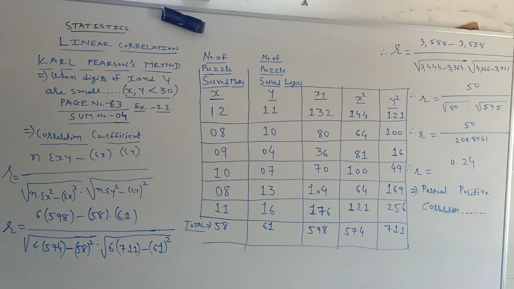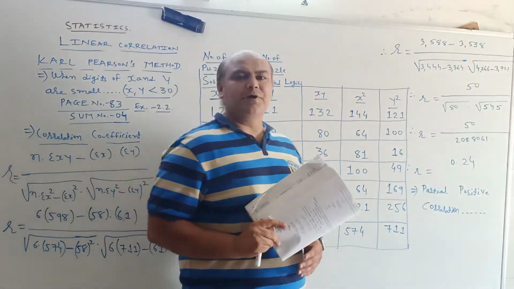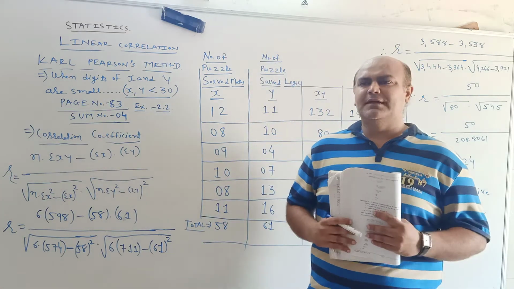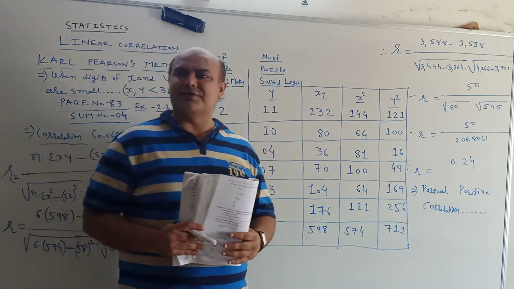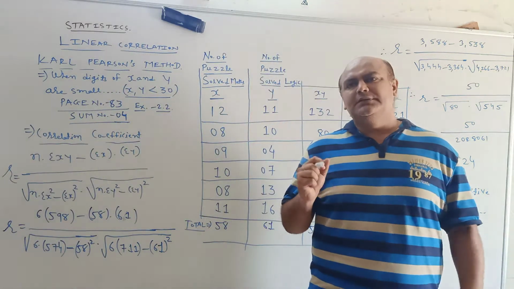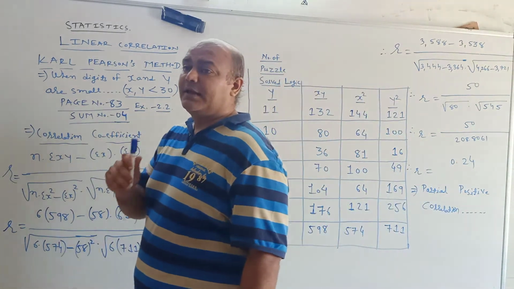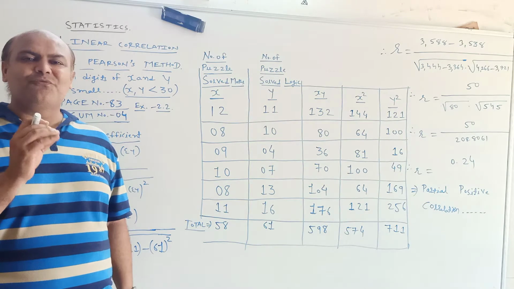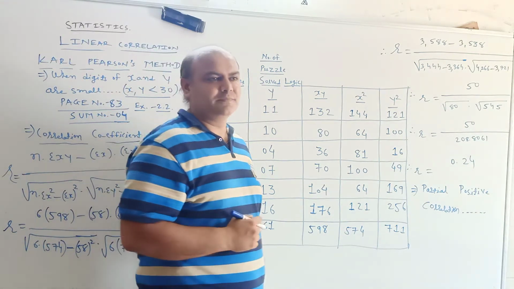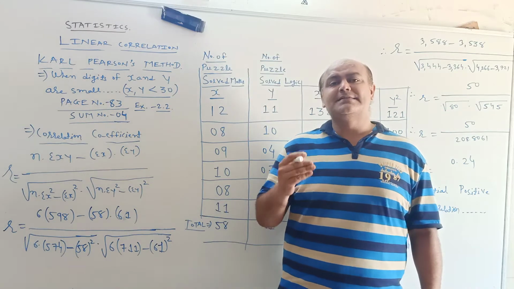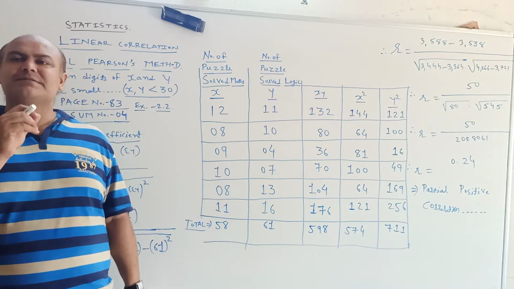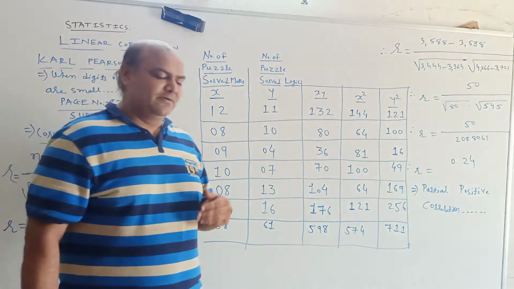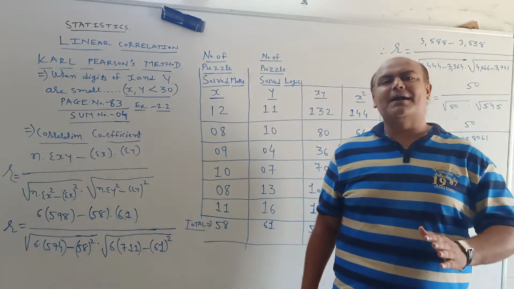Hello students, we are studying statistics chapter number 2 part 1, that is linear correlation. In the last video lecture I explained the method of Karl Pearson in which the digits of x and y are small, meaning less than 30, and we calculate the sum also. Before that, we take the sum when x bar and y bar are integers.